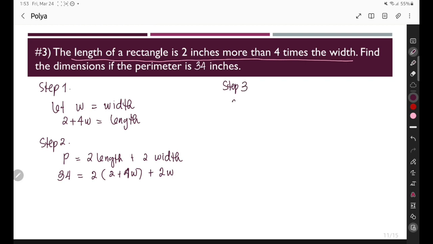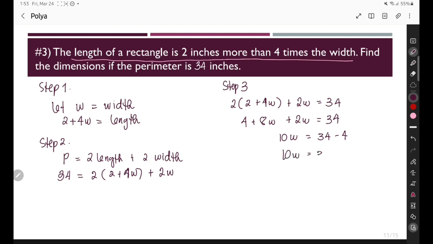So you have 2 times (2 plus 4w) plus 2w is equal to 34. So you have 4 plus 8w plus 2w is equal to 34. Okay, so we have here 10w is equal to 34 minus 4. So 10w is equal to 30. Divide both sides by 10. So you have w is equal to 3.